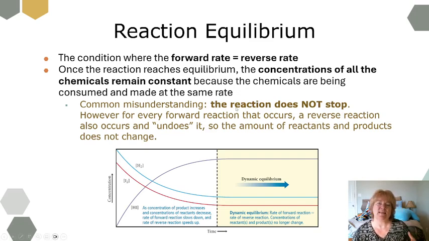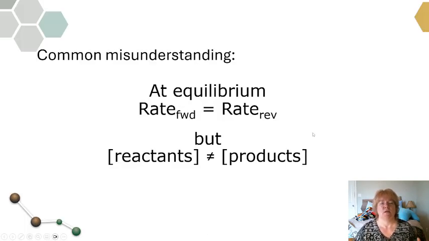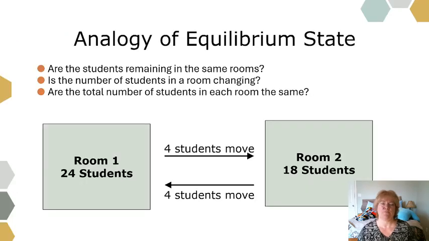So let's think about what that implies as well. Again, to be careful, the forward rate equals the reverse rate. But remember, rate is much more complicated than just the concentration of reactants and the concentration of products. So it does not mean that the concentration of reactants equals the concentration of products. In fact, that's almost never true. So the concentrations are not changing, but they're not equal to each other. However, the rates are equal to each other.